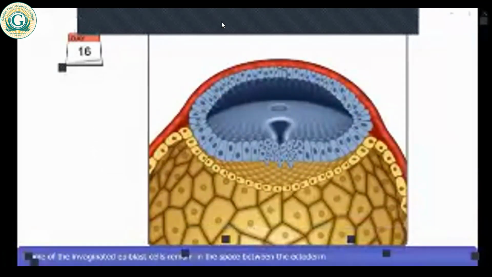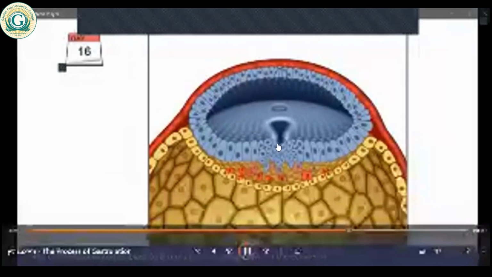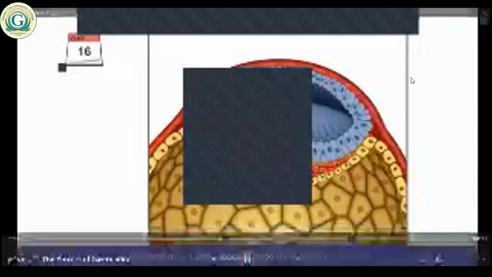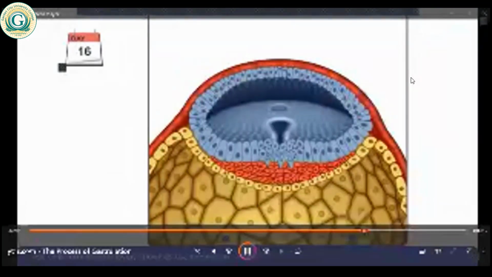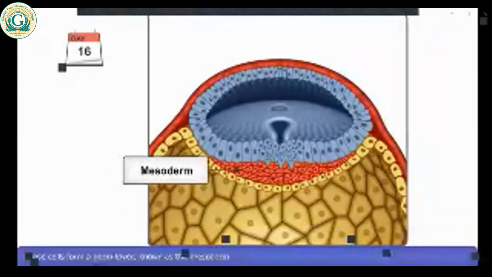Some of the invaginated epiblast cells remain in the space between the ectoderm and newly formed definitive endoderm. These cells form a germ layer known as the mesoderm.